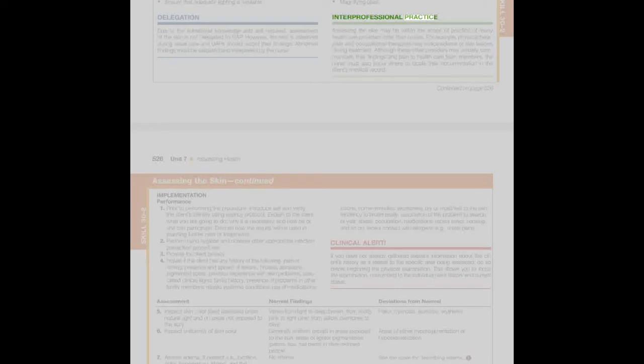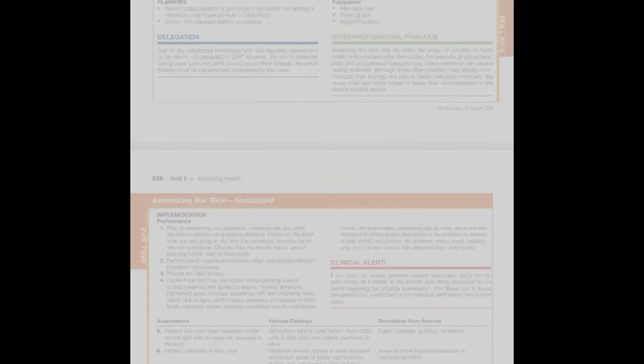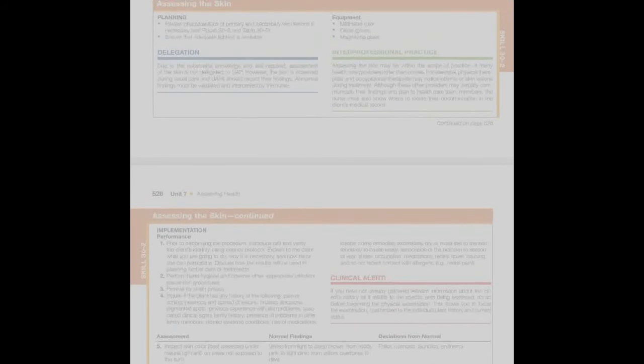Interprofessional practice: assessing the skin may be within the scope of practice of many healthcare providers other than nurses. For example, physical therapists and occupational therapists may notice edema or skin lesions during treatment. Although these other providers may verbally communicate their findings and plan to healthcare team members, the nurse must also know where to locate their documentation in the client's medical record. Equipment: millimeter ruler, clean gloves, magnifying glass. Assessing the skin, Skill 30-2. Continued on page 526.